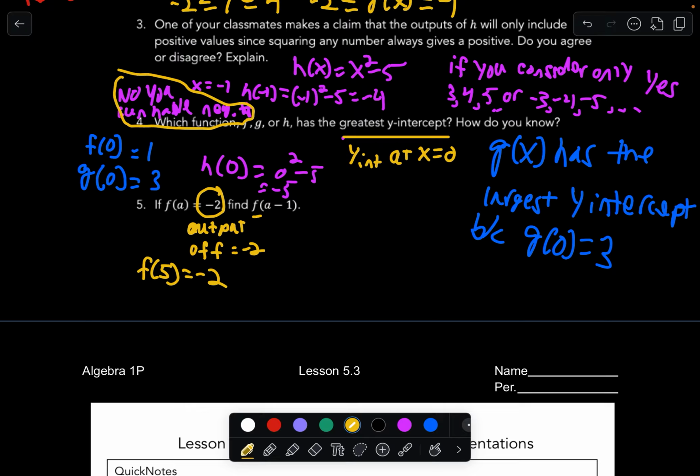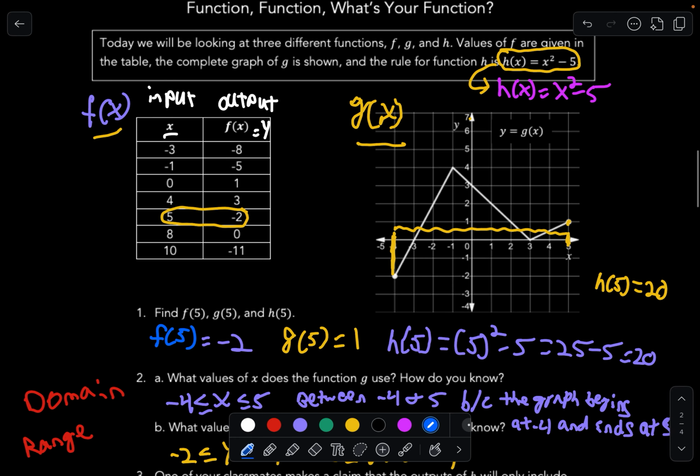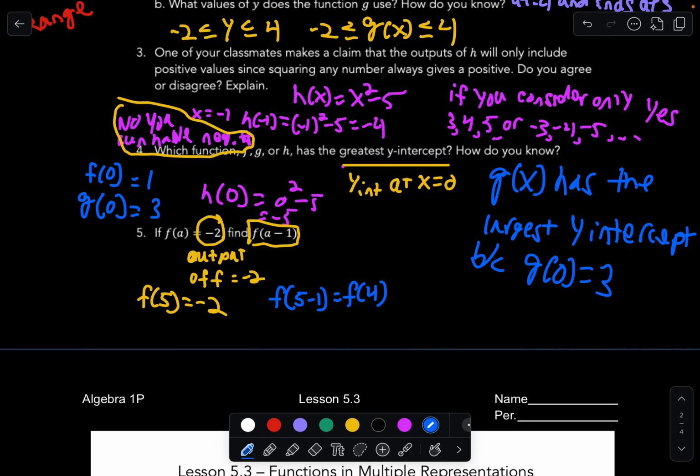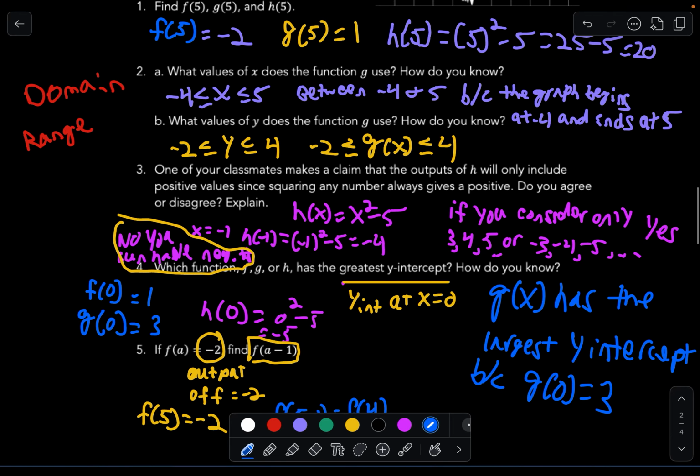Now they're asking you to evaluate what f of a minus 1 is. So you literally go f of 5 minus 1, because you subtract 1 from a, and a was 5. So they're really asking, what is f evaluated at 4? So we go back to the table, and lo and behold, we have the value of f at 4 is 3, I think.